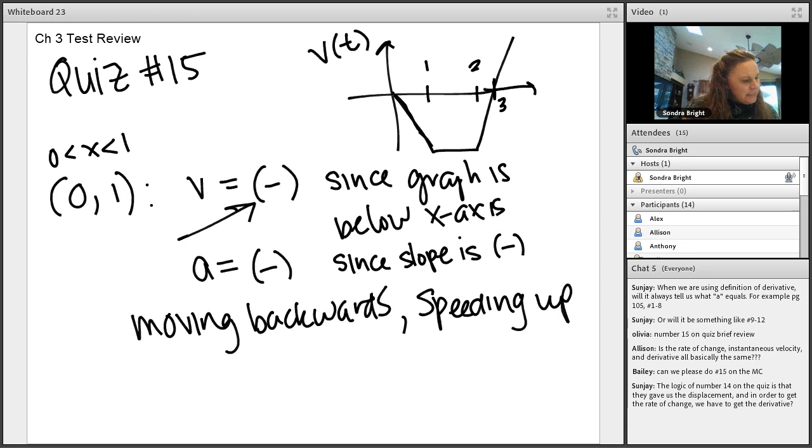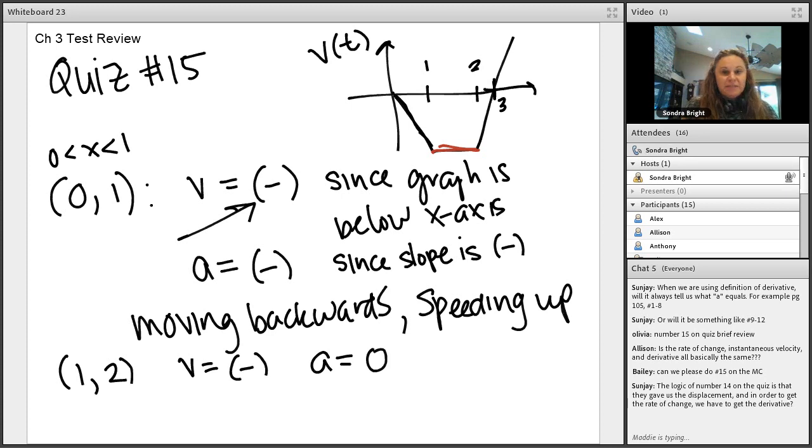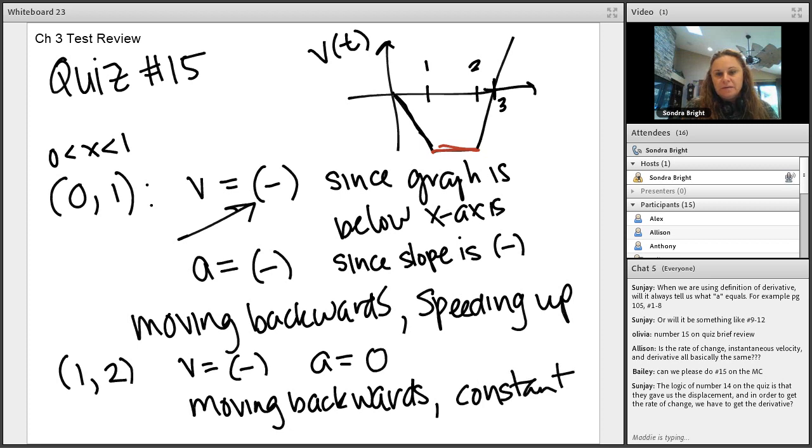All right, and then the next interval was from 1 to 2, and so now you're talking about this part here, where the velocity is negative because the graph is below the x-axis, and your acceleration is the slope of this section. The slope is a horizontal line, so the slope is 0. Your acceleration is 0, and so that means you're still moving backwards, and that's because your velocity is negative. Velocity, positive versus negative, tells you forward or backwards, but because your acceleration is 0, your speed is constant. You're not speeding up or slowing down. You're staying constant.